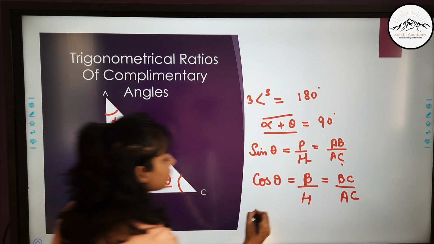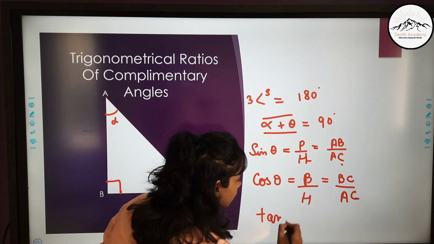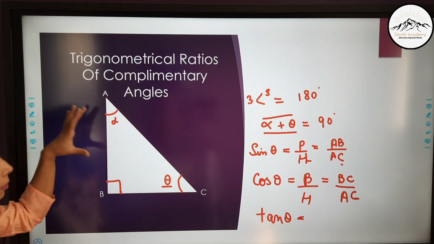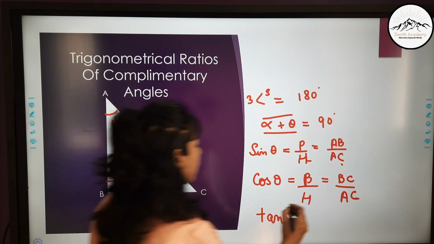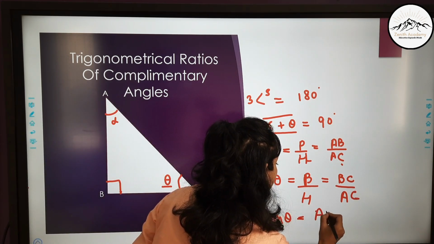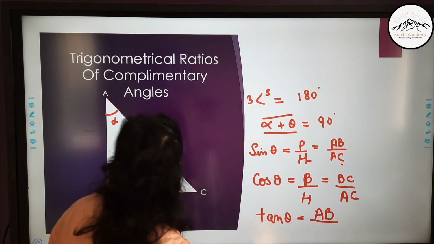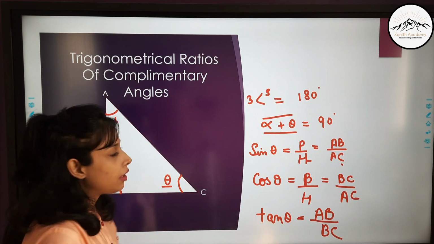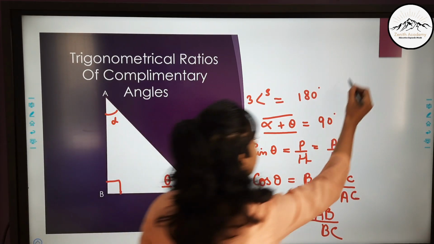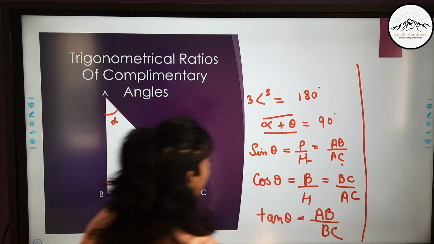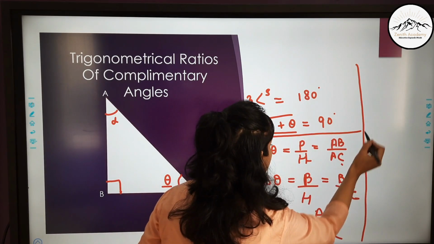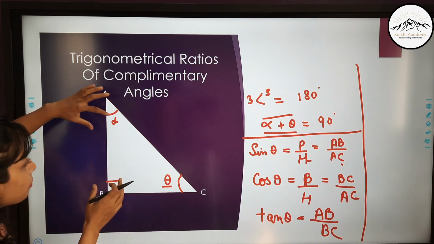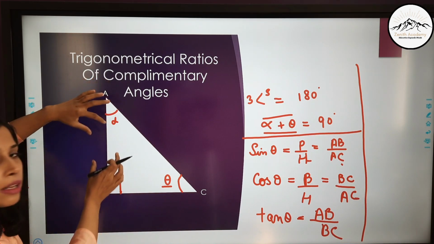And now our third basic function, tangent theta or tan theta, which is perpendicular upon base. So AB upon BC. These were the three basic functions we learned. Now, these three functions are with respect to theta. We can write these three basic functions with respect to alpha also.